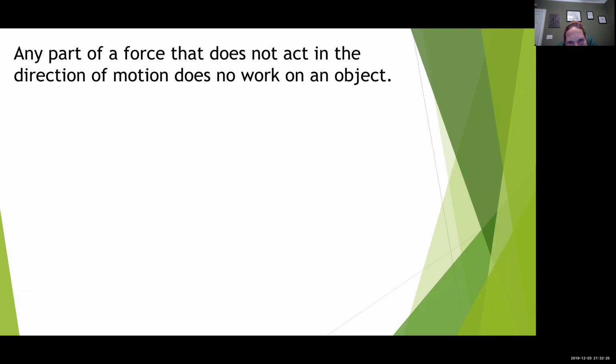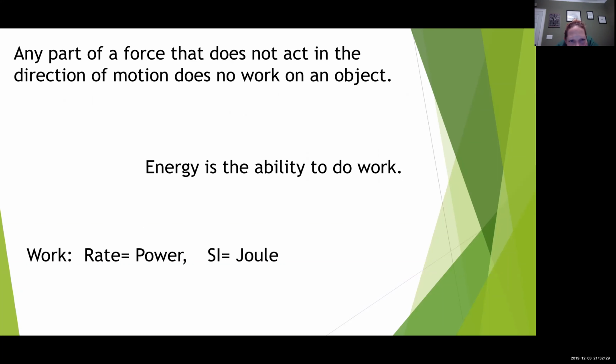Any part of a force that does not act in the direction of motion does no work on an object. Work, rate equals power, and SI unit equals joule. Energy is the ability to do work.